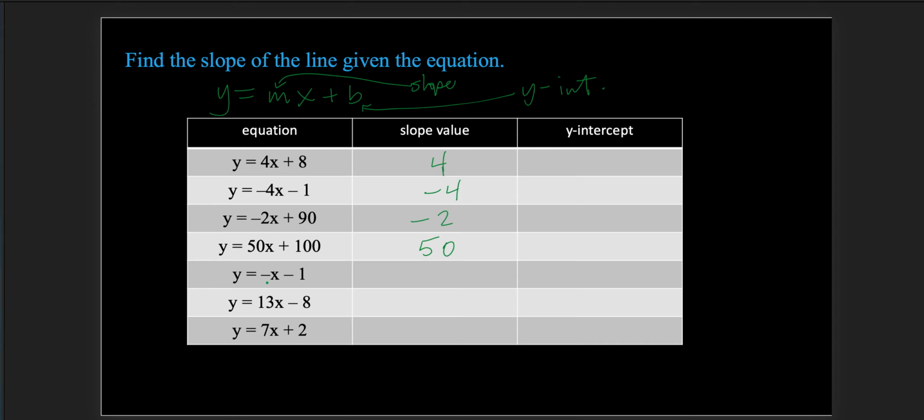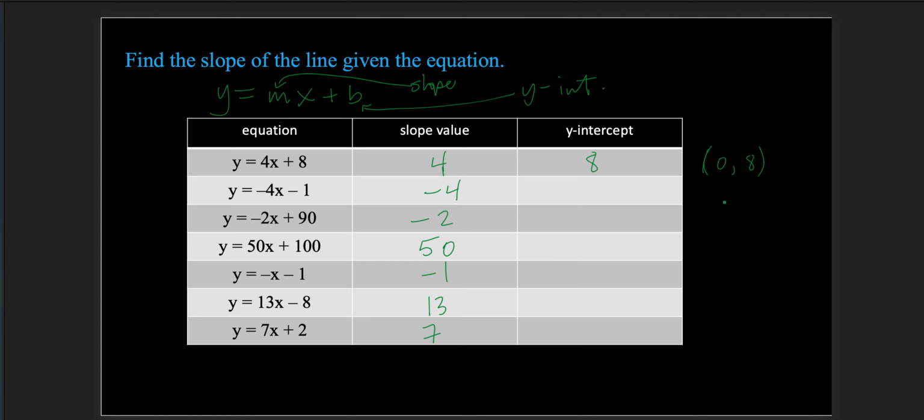The slope here is actually negative 1. The slope here is 13. The slope here is 7. It should be that easy. Run down and write those. Same thing for the y-intercept. It's b. So you're going to write down on this first equation just a positive 8 like that. The y-intercept is 8. It's really 0, 8.